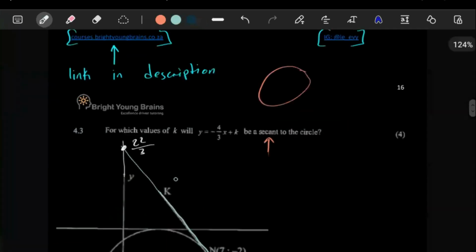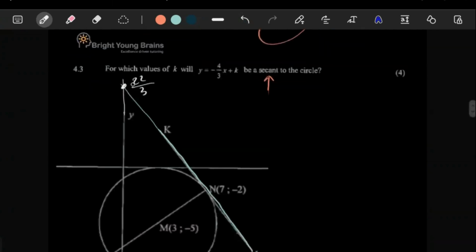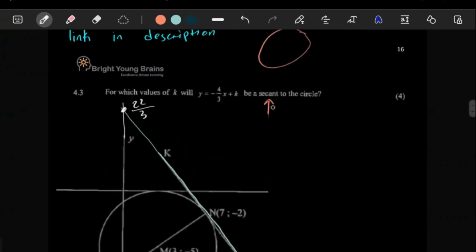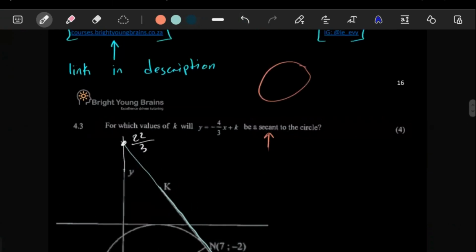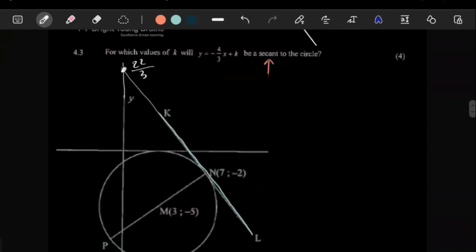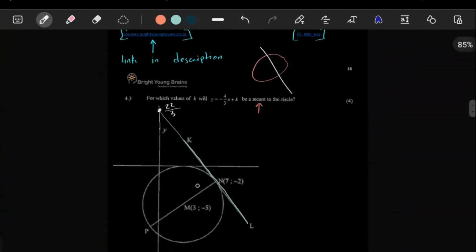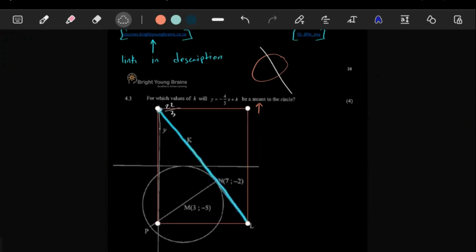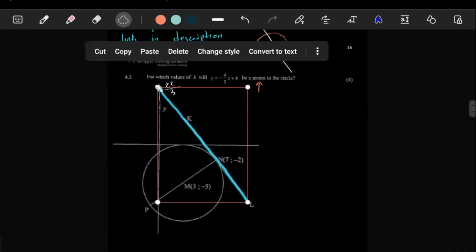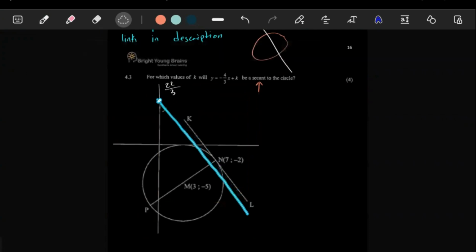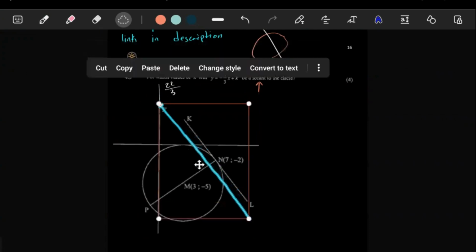So this line, the way it is, is a situation where the value of k is 22/3. For this line to be a secant to the circle, it needs to be cutting through the circle. So this line has to be moved downwards. If it moves downwards a bit, you can see it's now cutting the circle. It's now a secant to the circle.